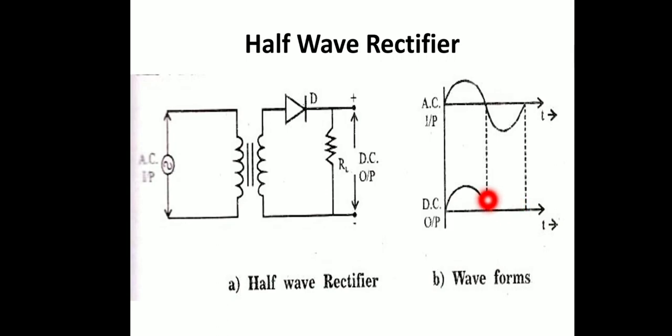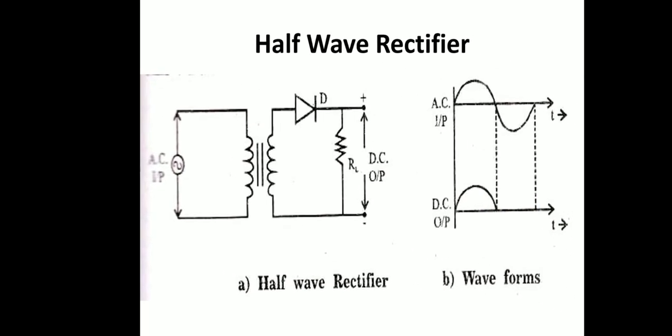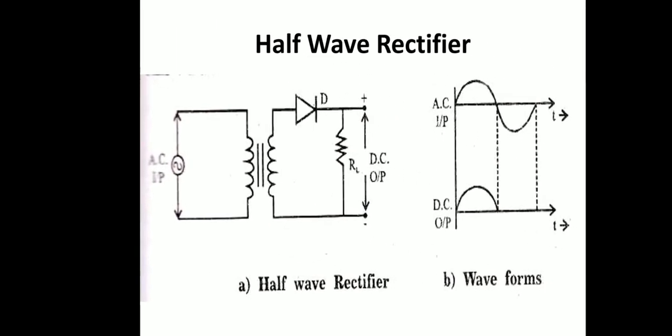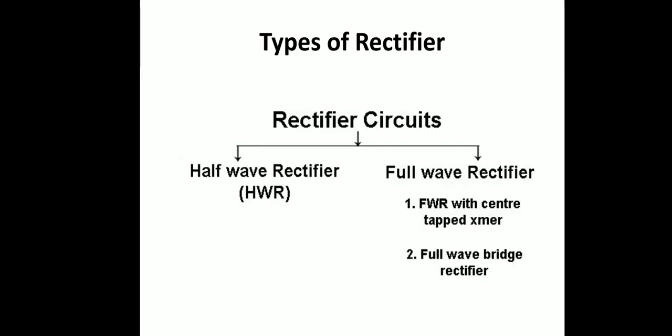So this is about the rectifier. These are some types of rectifier: half wave rectifier and full wave rectifier. We have seen an example of the half wave rectifier, where the PN junction diode works in forward bias and reverse bias condition when the polarity of the battery is changed. And these are the types of full wave rectifier.